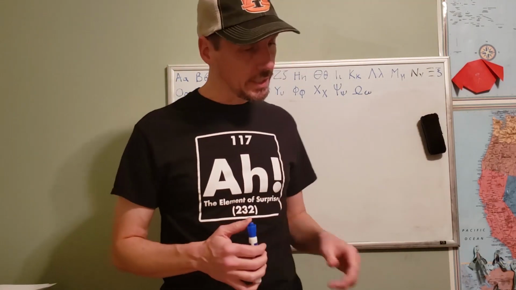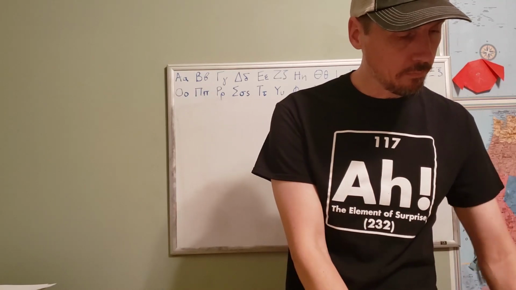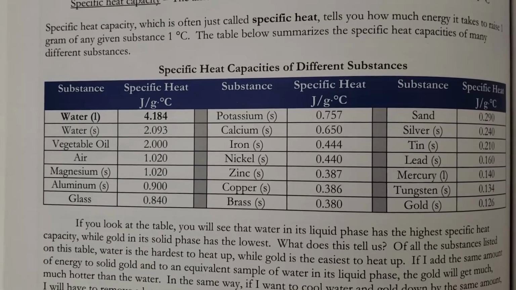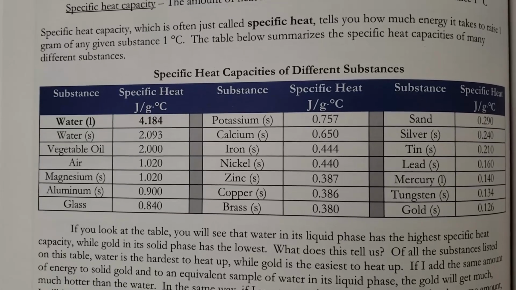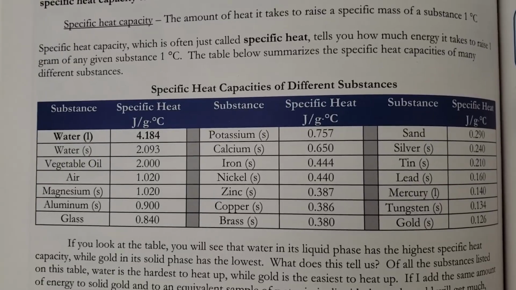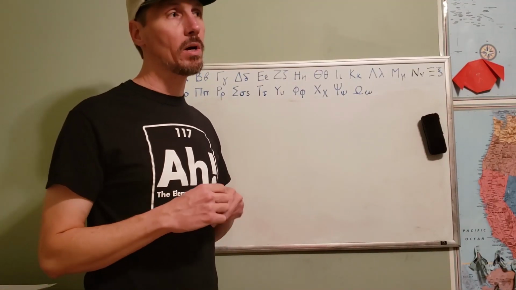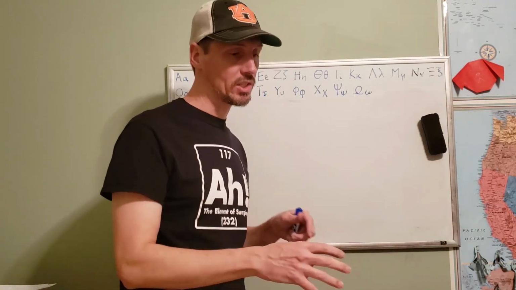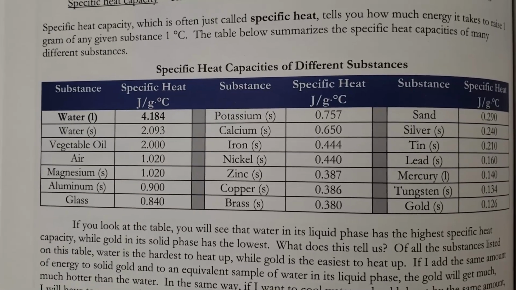If you go to page 392 in your book, and I'll stick a shot of that in the video, that's our chart of specific heat capacities. If you remember, the specific heat capacity is the amount of heat it takes to raise a specific mass of a substance 1 degree Celsius. So specific heat capacity is related to a specific mass of a particular substance. That chart has just a single substance on each line and the specific heat capacities of that substance.